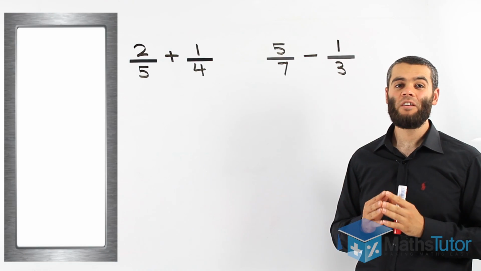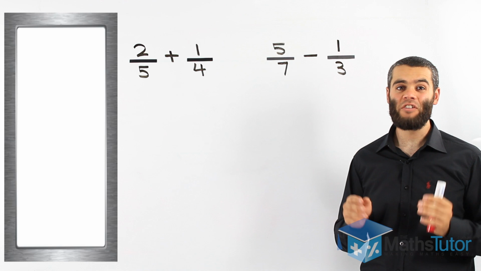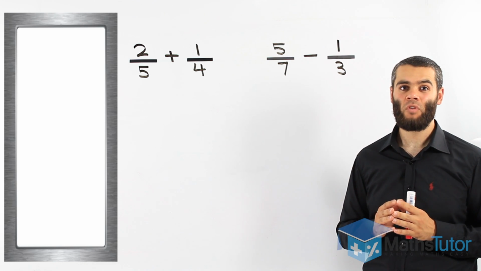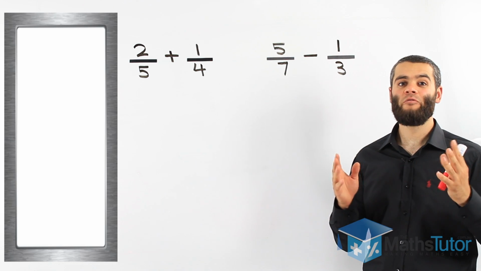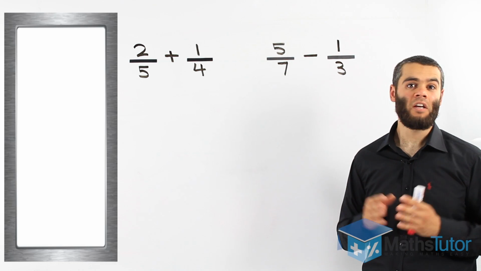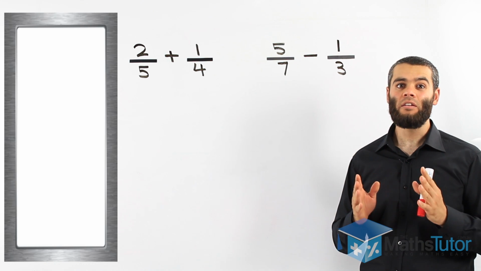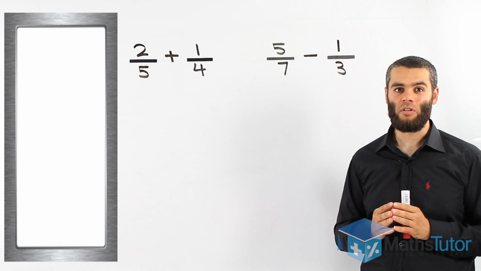In a previous lesson, we learned how to add and subtract fractions with common denominators that are the same. Well, what happens if we have fractions with different denominators? Does that mean we can't add or subtract them? The answer is no. In mathematics, we always have a solution.